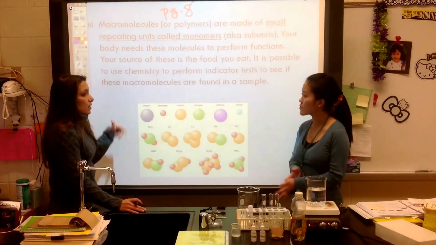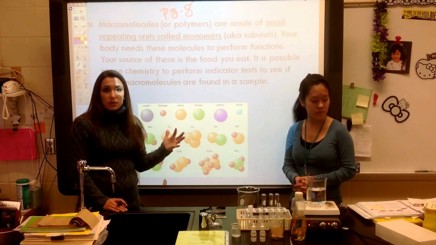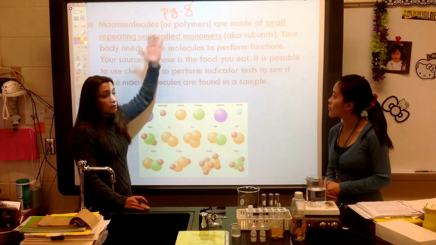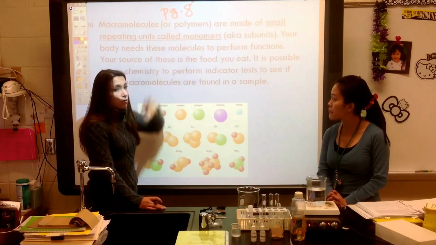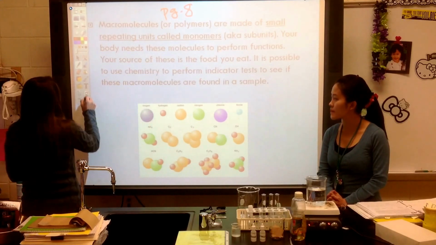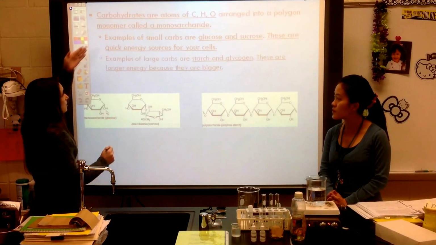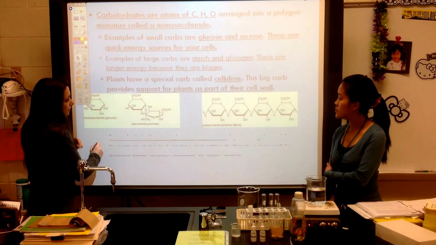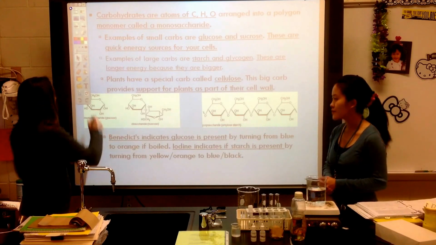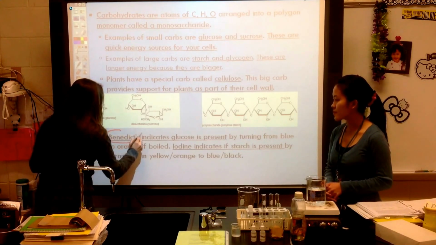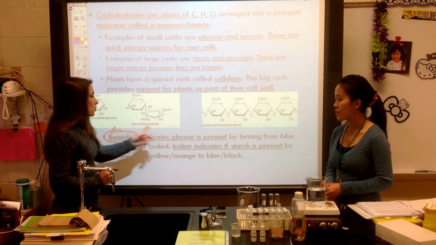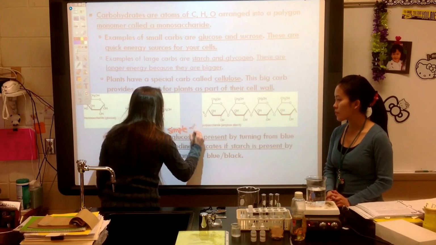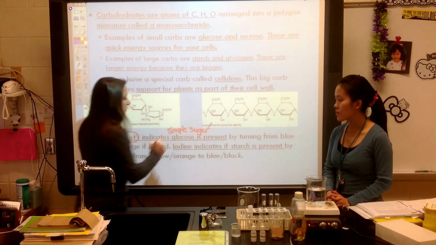So, on page 8, we're just going to start and flip through the notes a little bit and remind ourselves what the macromolecules are. Remember, macromolecules are also called polymers, and they're made up of small repeating units called monomers. We talked about carbohydrates, both small and large, and this is where we see the first example of an indicator. The first one is Benedict's. Benedict's indicator will indicate if glucose, or please add in the word simple sugar, is present.